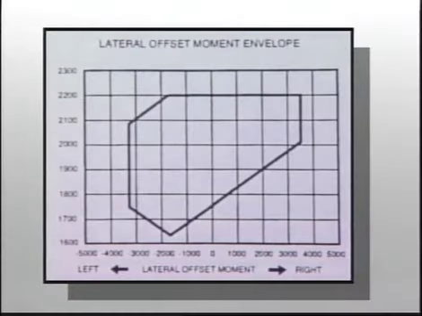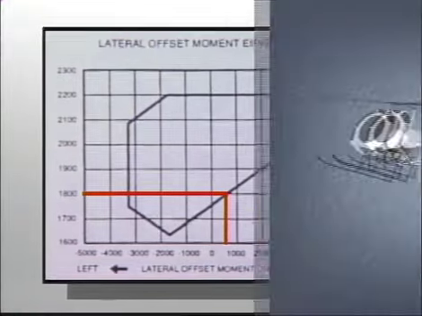Third, find 540 pound-inches right of zero on the bottom of the lateral offset moment envelope graph and move upwards until you intercept the 1,800 pound gross weight line. The point where the two lines intersect lies within the envelope. No action would be required. The lateral balance is okay.